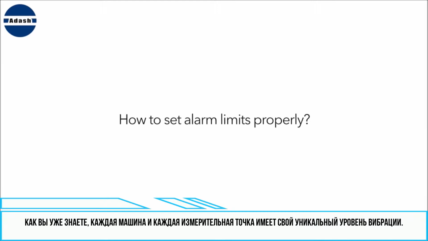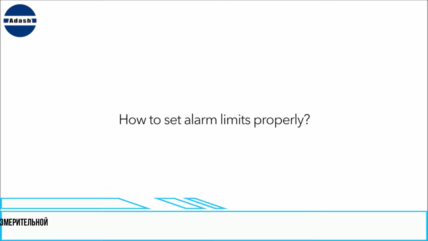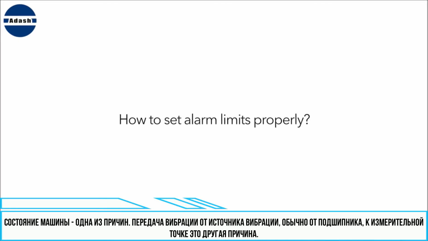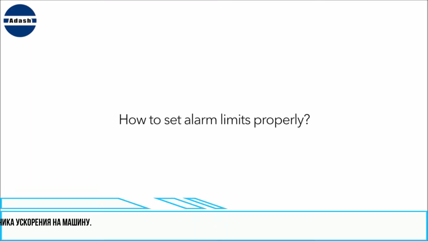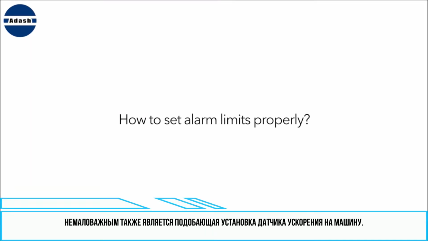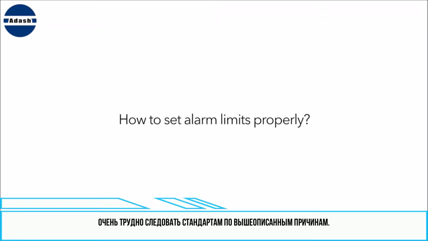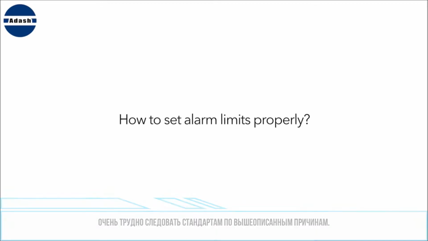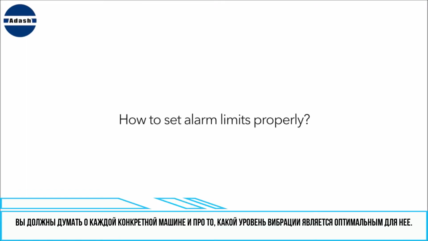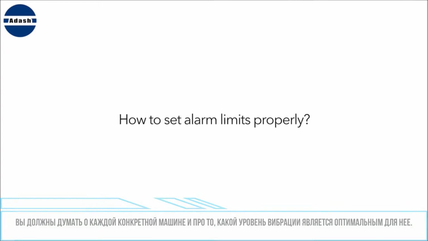You know that every machine and every point doesn't vibrate in the same way. Machine condition is one reason. Transmission between the vibration source, usually the bearing, and the measurement point is another reason. Also, proper mounting of the accelerometer is very important. It is very difficult to use any standards because of the above reasons. You should think about each individual machine, what vibration level is optimal for it.